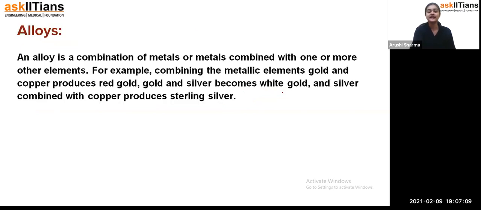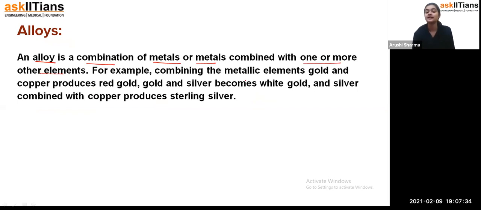Now moving towards alloys. What are alloys? So alloys, students, are a combination. How is it a combination? Metals are combining together, or we can say that metals and non-metals are also combining together. So when we get the combination of such things, we call them an alloy. An alloy is a combination of metals, or metals combined with one or more other elements.